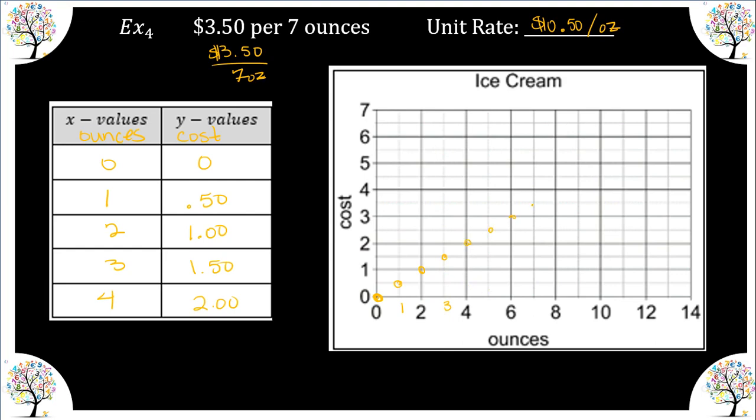And you can see how it creates this straight line. When we have a line such as this, we have a constant rate of change. And I can actually connect these because you can have partial ounces and partial money. Okay, so this is an example of a function table and a graph representing unit rate.